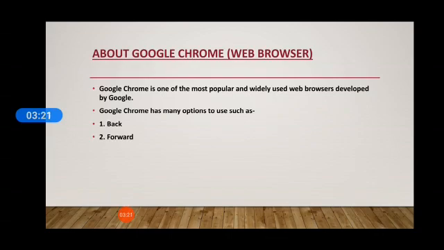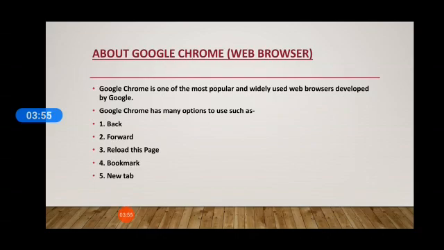So Google Chrome is one of the most popular and widely used web browsers developed by Google. We can open it either by double clicking on its icon on the desktop, or by selecting the start button, then scrolling down to Google Chrome. Other than this, we have many options. When we open Google Chrome, we will get many options to use it. Let's see what options we will use.